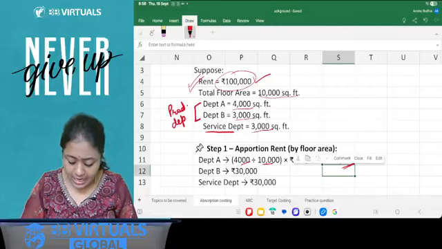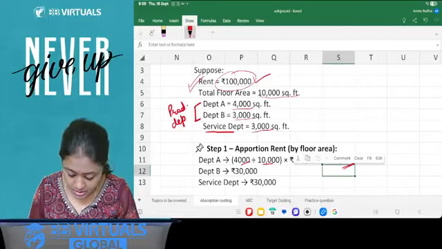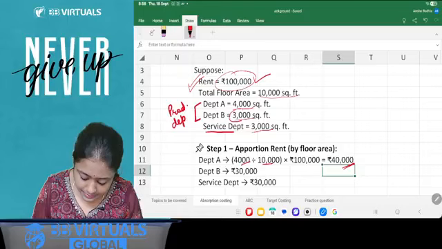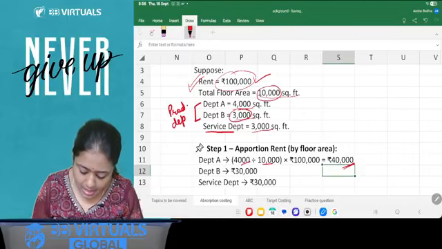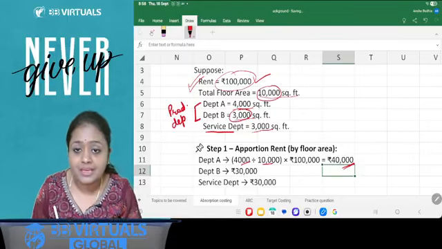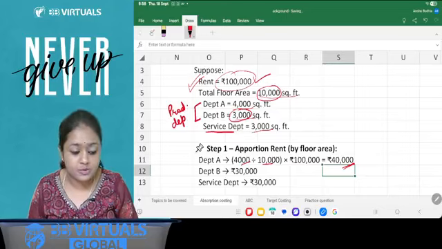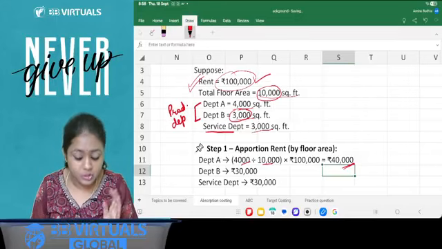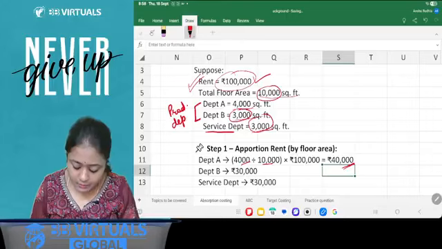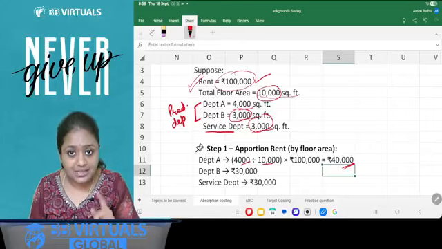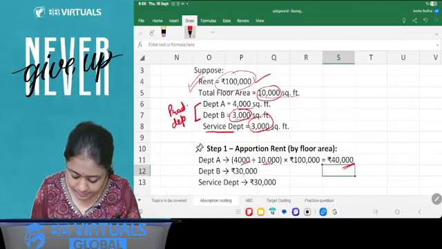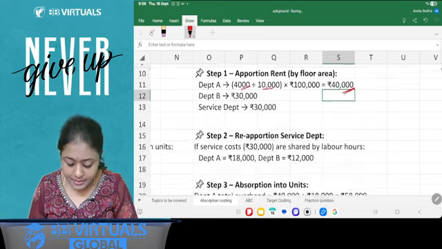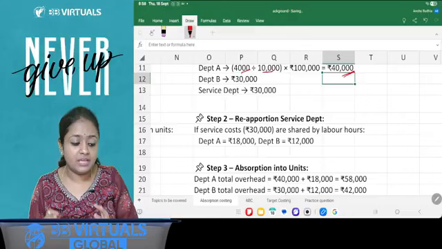Now Department B is 30,000: 3,000 divided by 10,000, that is 3 divided by 10, multiplied by 1 lakh, and we get 30,000. Absolutely clear. Going forward, get the respective share for service department also, which is the same 3,000, so we get 30,000. Check the totals. 40 plus 30 is 70 plus 30 is 1 lakh. Clear? Step 2. You have done the apportionment.